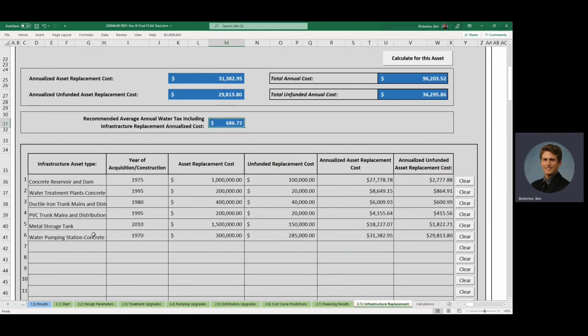So the more assets we put in here, the more annualized unfunded asset replacement cost will be added, but this could be considered costs that normally fall under normal operation and maintenance, but we're separating them out a little more clearly using this tool than we would otherwise have.